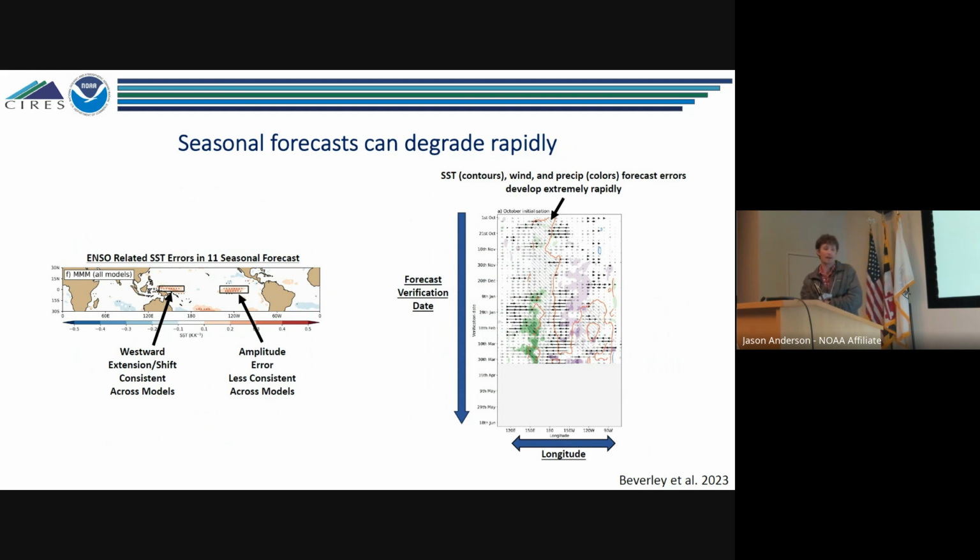These are a couple figures from work by John Beverly, Matt Newman, and Andy Hoell that was published last year, looking at ENSO-related SST errors in seasonal forecast models. I want to draw your attention to the figure on the right here, which shows forecast errors for a single October initialization. The forecast errors in SST are shown in the red contours, winds in the vectors, and precipitation in the colors. And what I really want you to note is just that these forecast errors associated with this westward extension or shift, which is really consistently seen across models, develop really rapidly within the first 5 days.